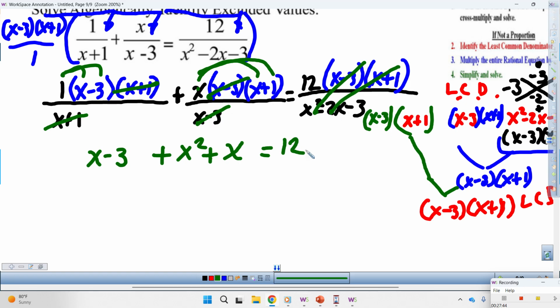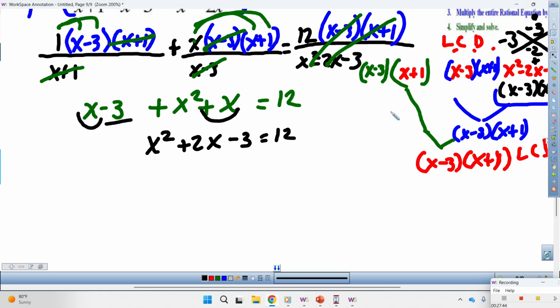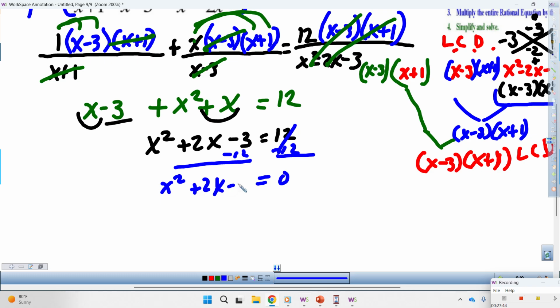All right, let's combine stuff. Let's see. Bring down the x squared. What is x plus x? That's 2x. Bring down the negative 3. All that equal to 12. We still need to set it up equal to 0. So what do I do with that 12? Subtract 12. Subtract 12. X squared plus 2x minus 15.